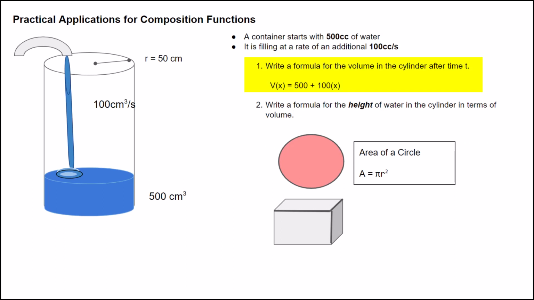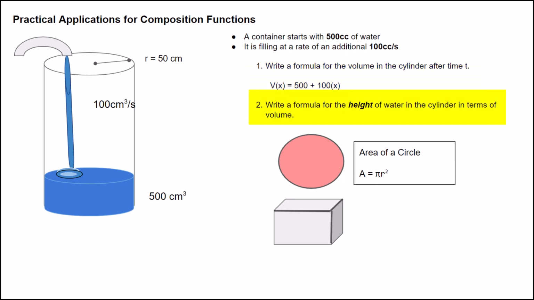So addressing the first part of the question, we're asked to write a formula for the volume in the cylinder after t seconds of time. If we let time equal x, then for any number of seconds we start with 500 milliliters of water and add an additional 100 milliliters every second. So we could write this v of x is equal to 500 plus 100x.